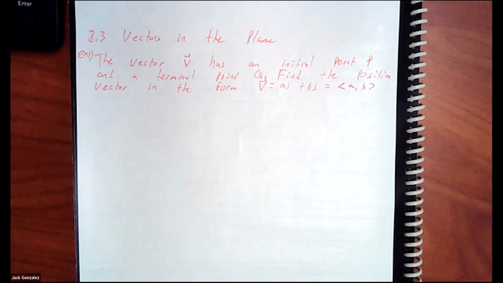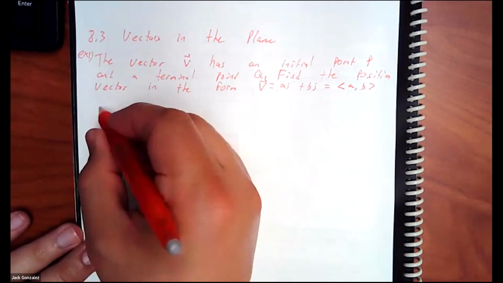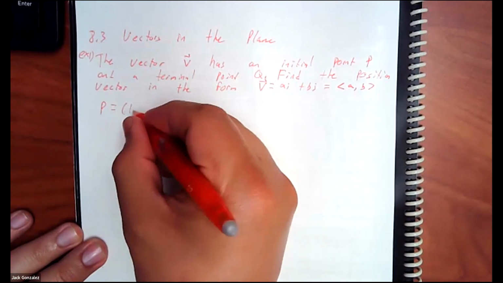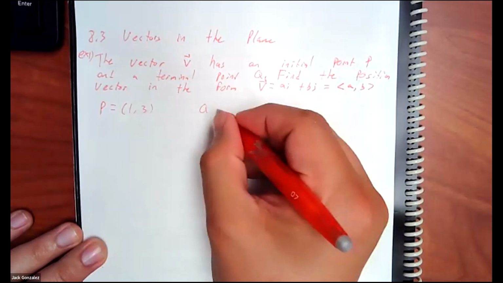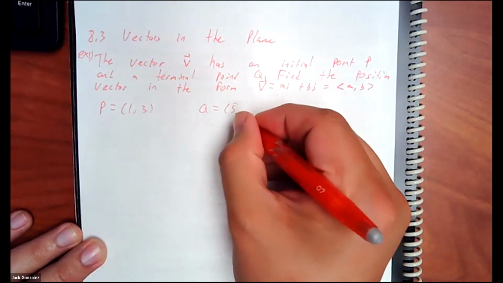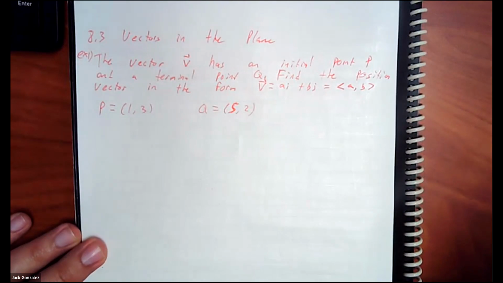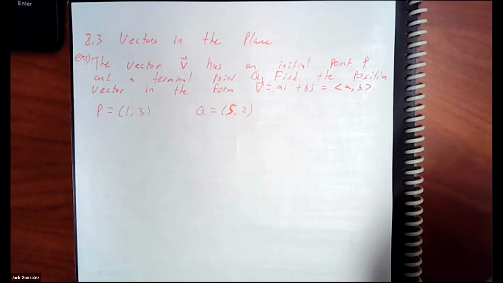So in pre-cal, it starts off very generic, what a vector is. So the homework will start off like this. They'll give you a point P and say, all right, we're at this location 1, 3. Q is at 5, 2. And they want you to find a vector that goes through these points.